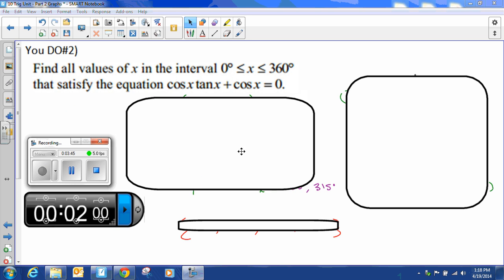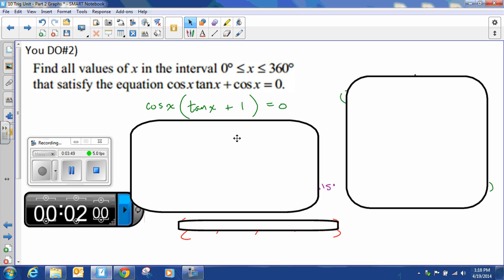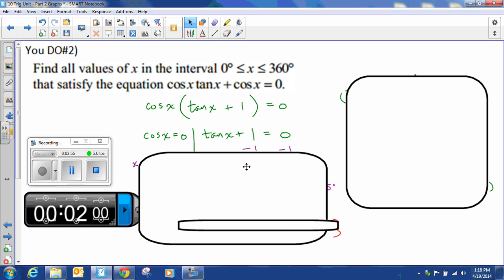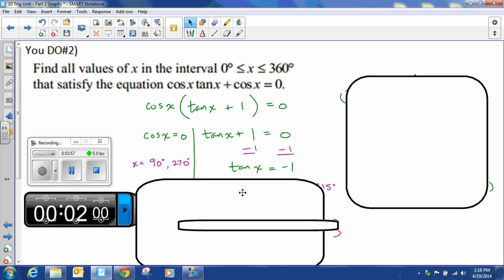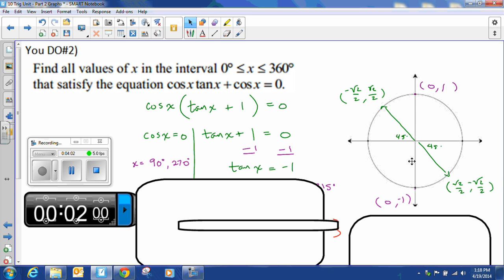Here's another one. Let's factor out the cosine. We're left with tangent x plus 1 equals 0. We set each factor equal to 0, and we solve. So as you can see, cosine of x equals 0. That gives us 90 degrees and 270 degrees. Remember, the cosine of the angle is the x value of each of these coordinates. Tangent of x equals -1.